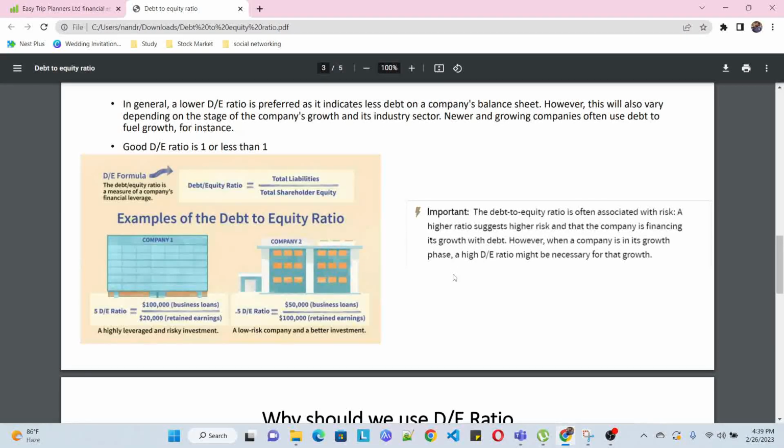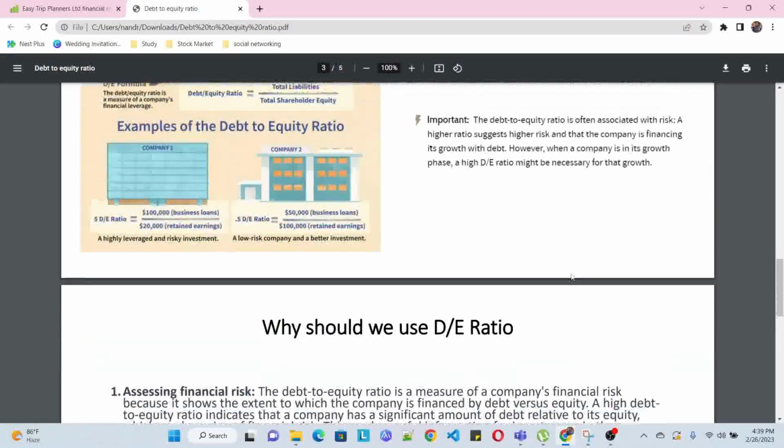Again, you need to keep this in your mind while filtering any company. The debt to equity ratio is often associated with risk. A higher ratio suggests higher risk and that the company is financing its growth with debt. However, when a company is in its growth phase, a high DE ratio might be necessary for that growth.